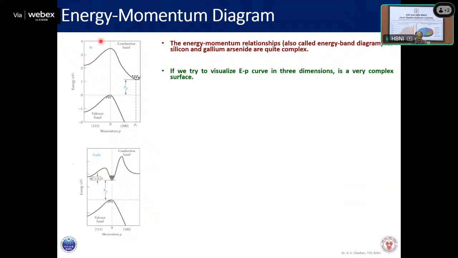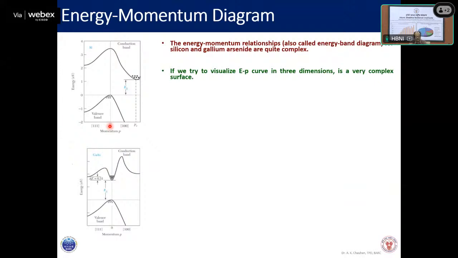For silicon it is here, and for gallium arsenide it is here. We try to visualize these E-p curves in three dimensions. This one is towards the 1 0 0 direction, and this one is in the 1 1 1 direction. The curve is not like a simple x-y plot. Imagine starting from this point: if I move in the 1 0 0 direction, it is this; if I move in the 1 1 1 direction, it is like that. It is very difficult to represent on paper, so you just imagine where the 1 1 1 direction will be.